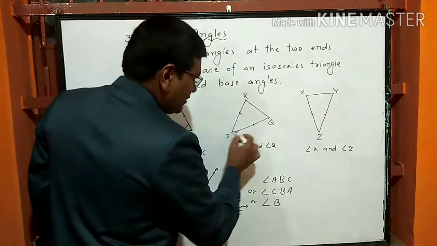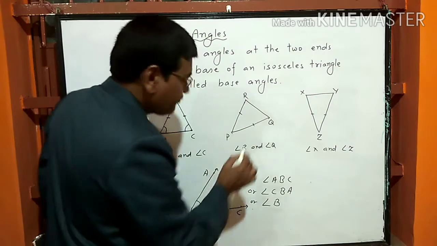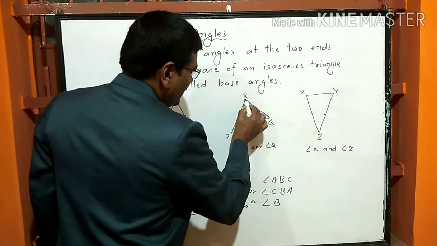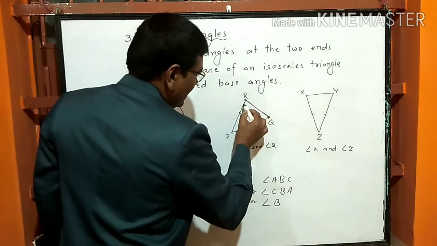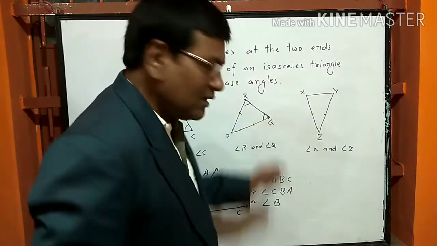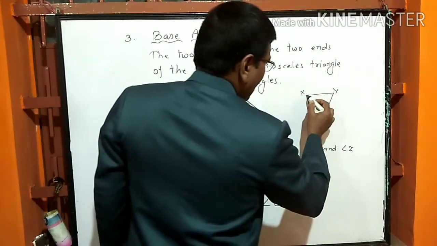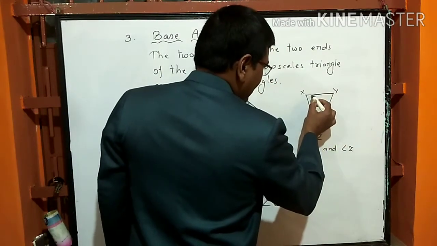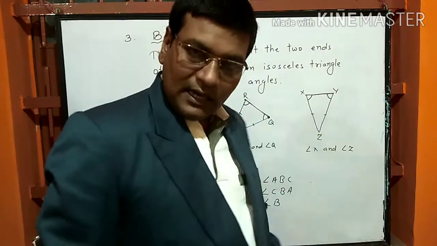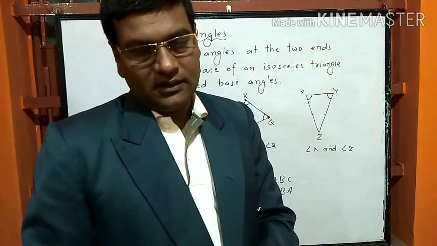Here in this triangle PQR, side PQ and side PR are equal, and this RQ is base. At the two ends R and Q there is also an angle. These two angles are called base angles. In this triangle XYZ, XY is the base, and angles X and Y are called base angles.